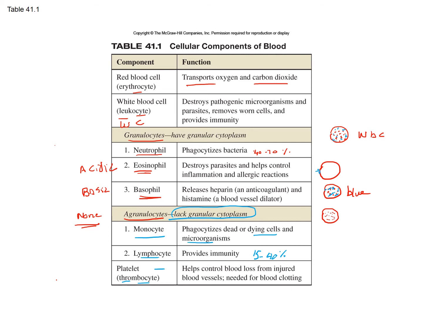And finally, the blood platelets, or thrombocytes. Okay, they make thrombosis, making the blood clot to close the wound. So it helps control blood loss from injured blood vessels and is needed for blood clotting.